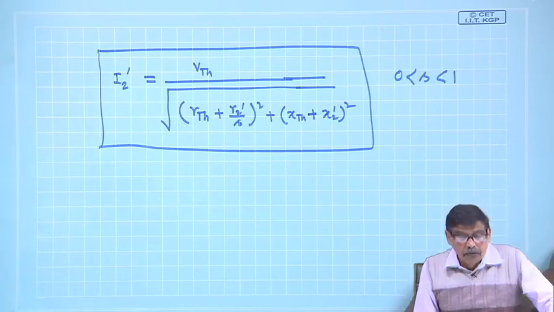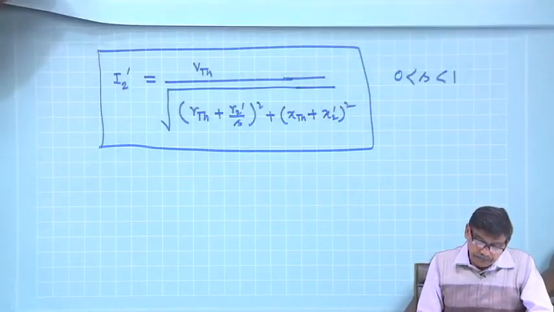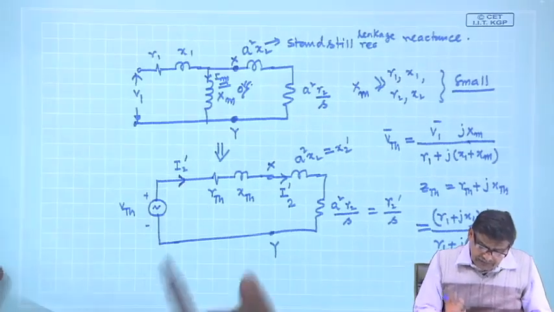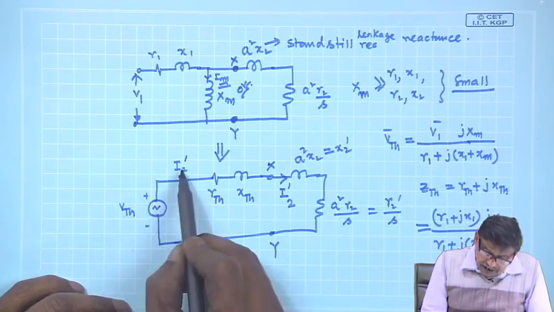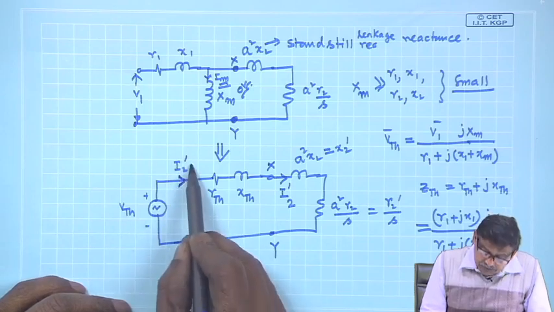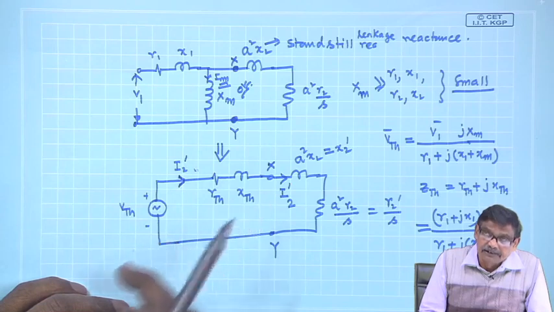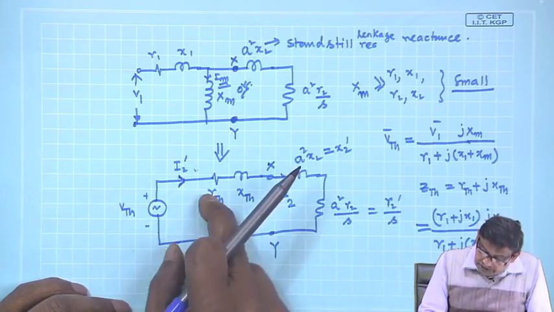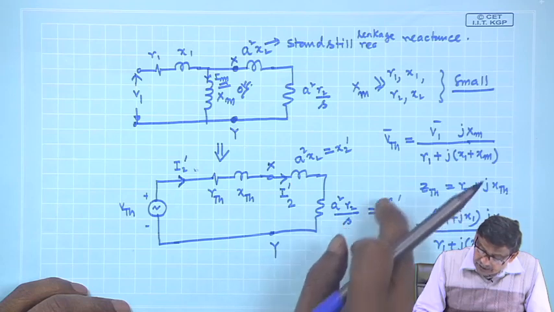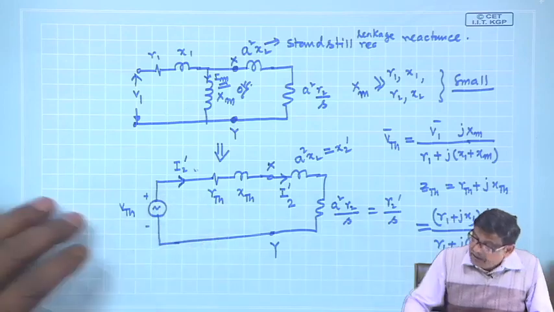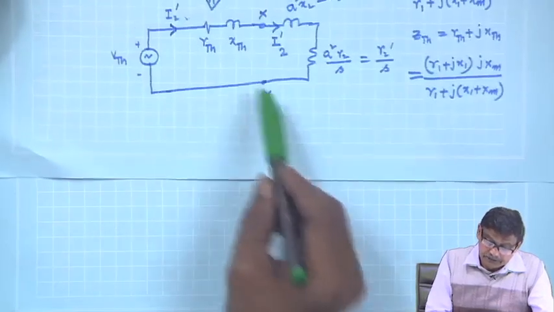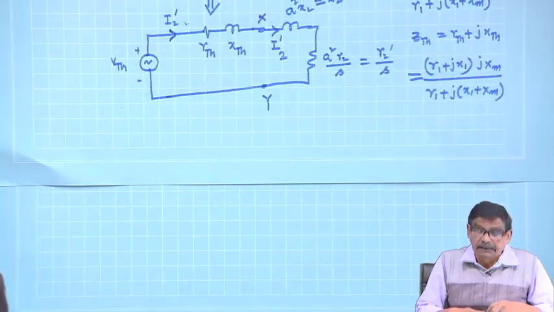What happens is this: in this machine, if you look at the real power, that is V Thevenin into I 2 dashed into cosine of the power factor angle of this circuit, it gives you the power consumed in R Thevenin and R 2 dashed by S. That is the power given to the machine. So, I can draw it like this. This is called the power flow diagram. With respect to this circuit, if I draw it, you can see that.